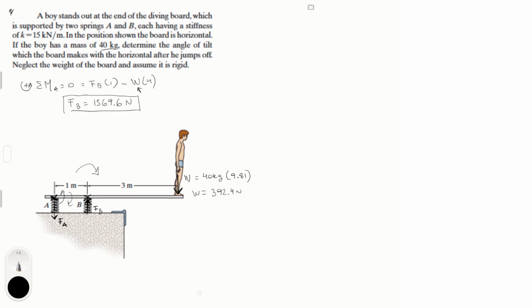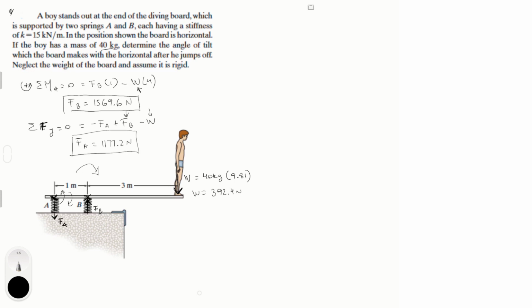Now let's find F of A. Not sum of the moments, but sum of the forces in the y direction is equal to 0. We know that F of A is going down plus F of B, which is going up, minus the weight. We have the weight and we have F of B, which is found. So we plug those numbers in and we're gonna get that F of A is equal to 1177.2 newtons.